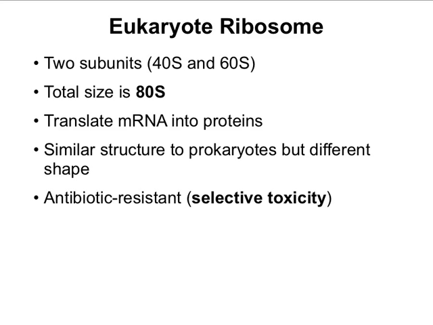Now, these eukaryotic ribosomes have a very similar structure to those of prokaryotes, but a little bit different of a shape, and that contributes to their different weight. Also to note, eukaryotic ribosomes are antibiotic resistant, so we can't use the antibiotics that attack ribosomes to kill eukaryotic cells, which is what makes some of our antibiotics so valuable in treating microbial infections.